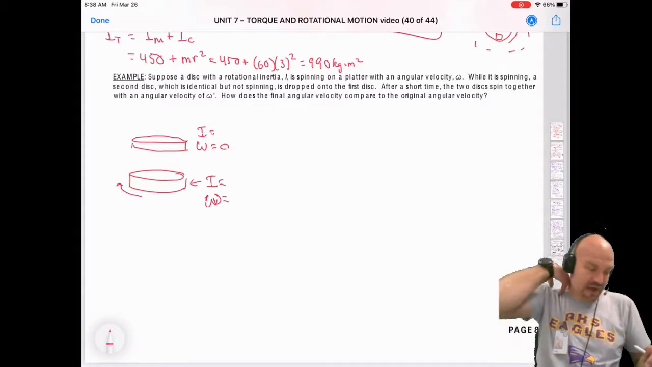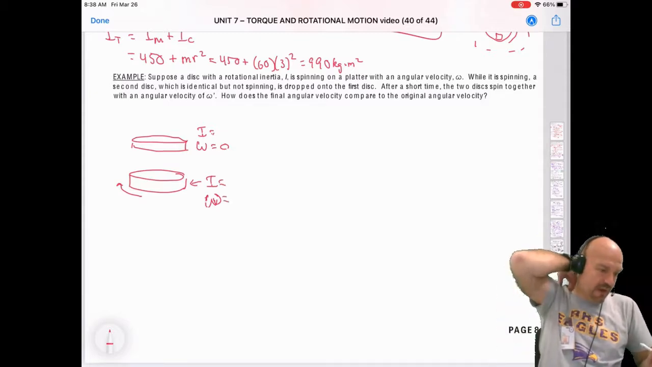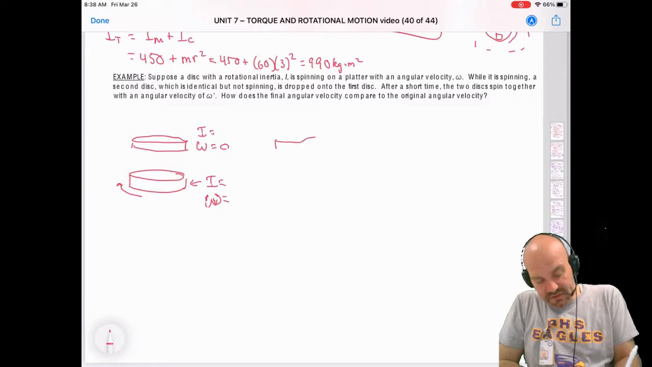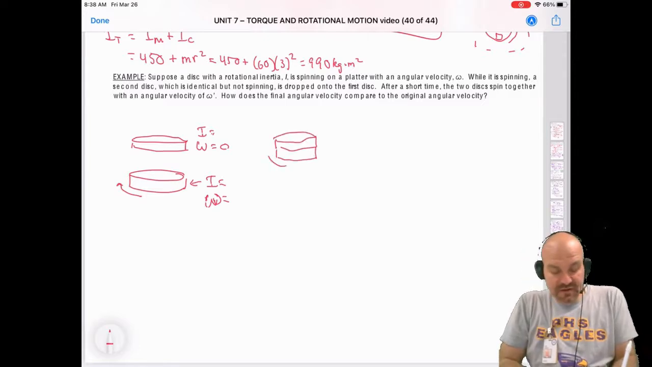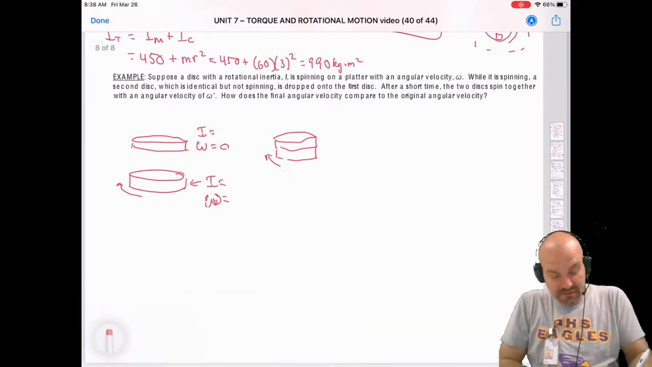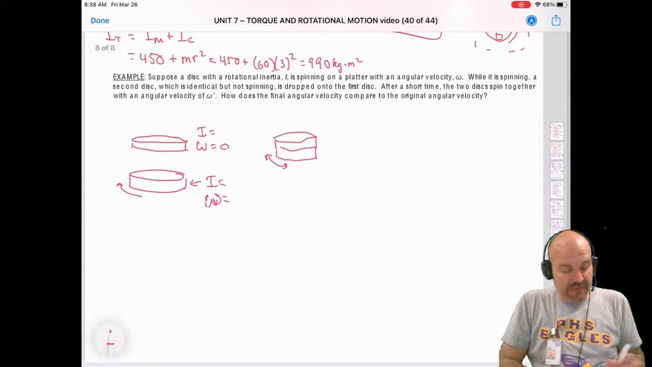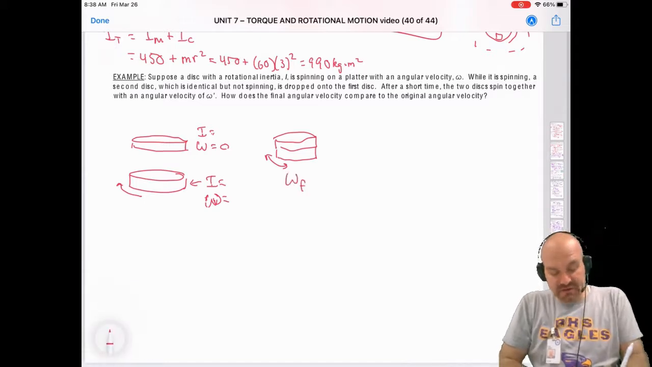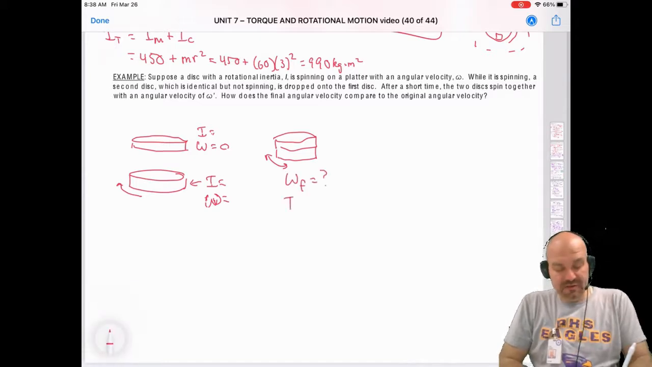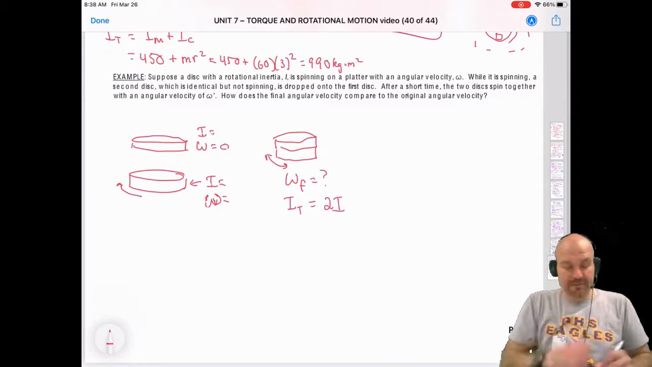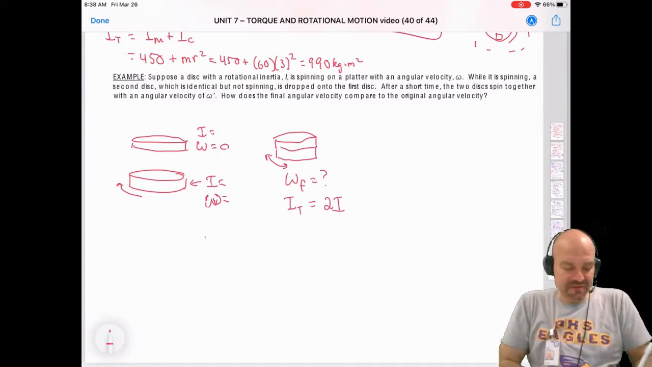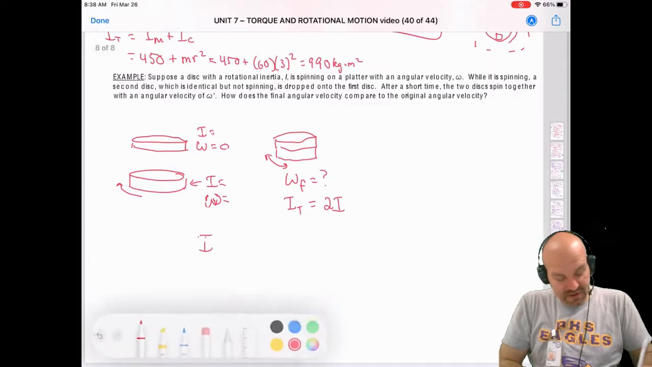And I know they're saying I's and omegas and so forth, right? And so after the second one is dropped onto the first one, and so now we have, sorry, I had the arrow going the other way. So now we have both objects now spinning, right? And so we're asked to find what is the omega of this system, right? But the total I will be 2I. Okay. And so the way you think about this would be like, or sorry, not I, but L.